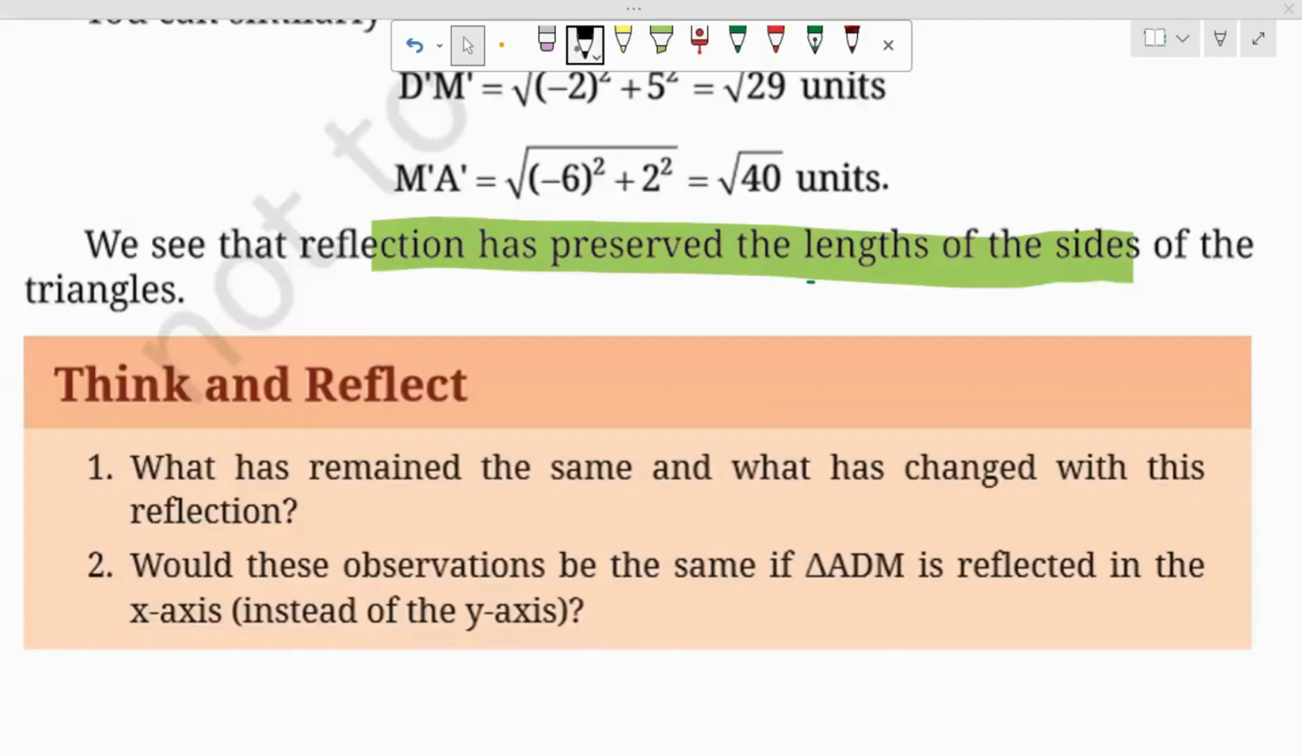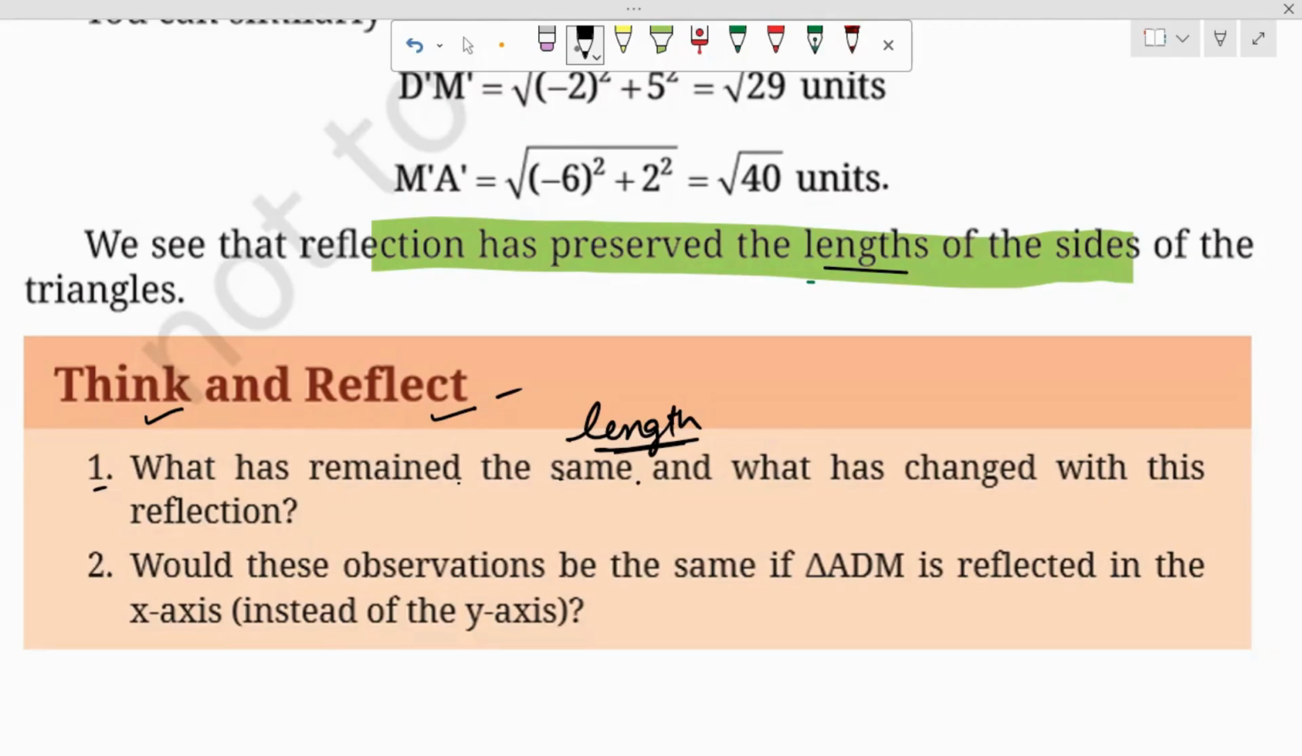Now next is think and reflect. Whatever we have learned till now, what do you think about that and what is your reflection? First question, what has remained the same? What you have observed here, what has remained the same? Preserve the length. It means length is the same here. And what has changed with this reflection? You have seen every time when the reflection is going on, the coordinates are changing. It means the sign is changing.